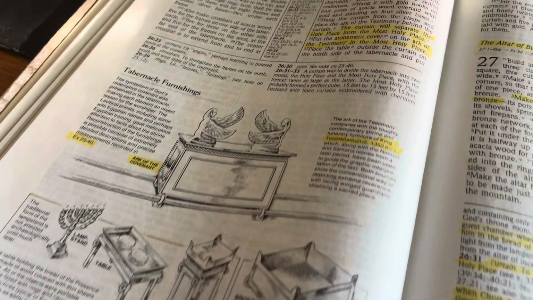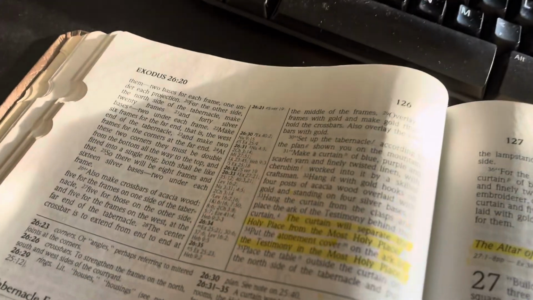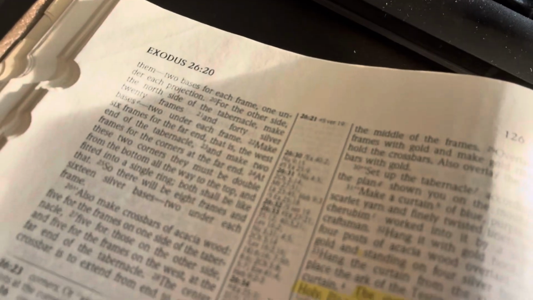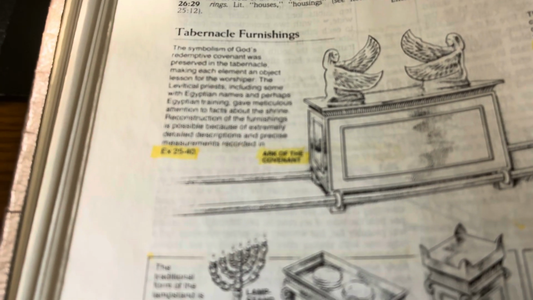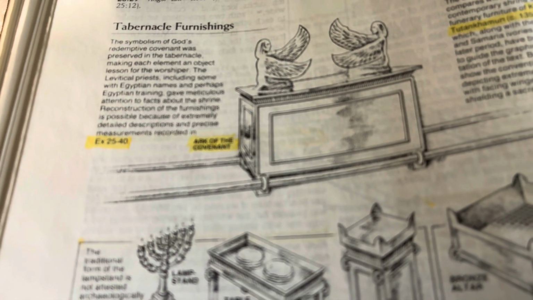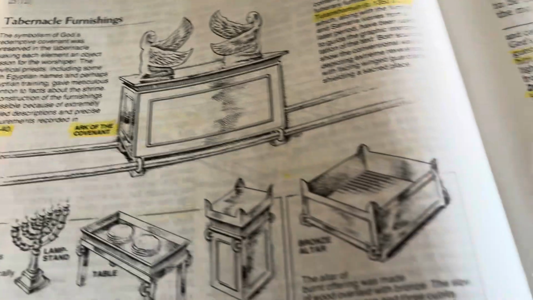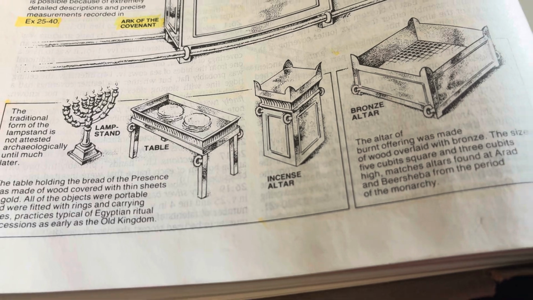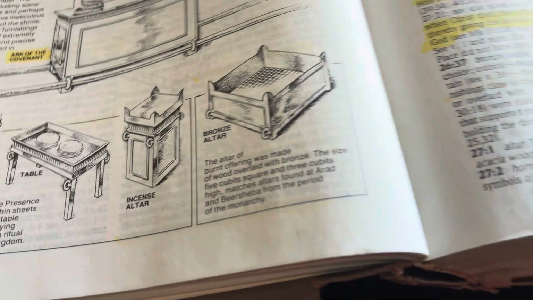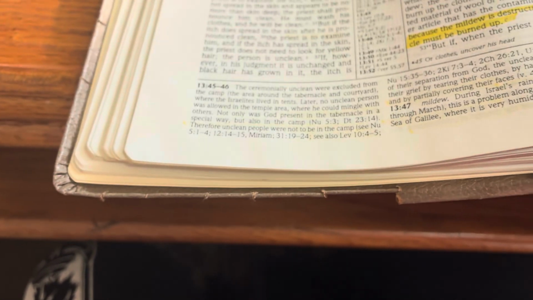Here's a picture I came across in Exodus. Let's say around Exodus 20, actually 26. Talking about the tabernacle furnishings. You have the Ark of the Covenant, and down here, lampstand, tables, the incense altar, and the bronze altar. Okay, I'm gonna see if I can find any more notes.